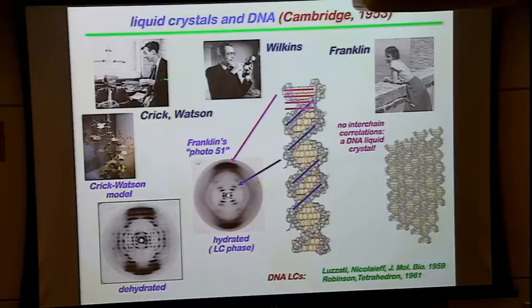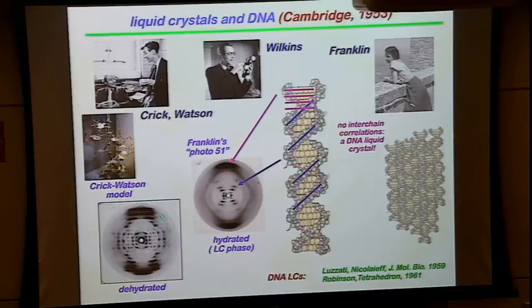So one day, Watson went over to visit Rosalind Franklin. They didn't get along very well, actually. And eventually, she sort of invited him to leave. On the way out, he had a chat with Maurice Wilkins, and Maurice Wilkins happened to show James Watson several of Rosalind's X-ray images.